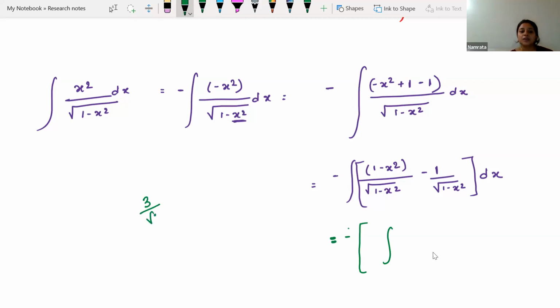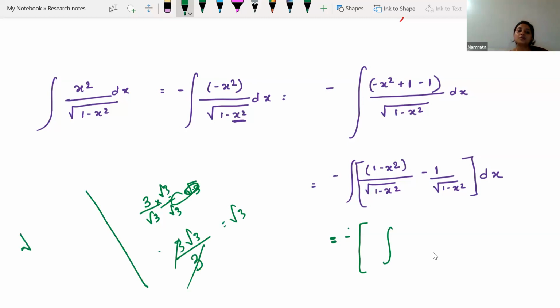Like if you are having 3 by root 3, can I write it as root 3 only? Yes, ma'am. 3 means what? If you know the concept of rationalization, root 3 can be multiplied over here and root 3 over here. This became 3 root 3 in the numerator and only 3 in the denominator. This 3 is gone and we got only root 3. Either by rationalization, or if you understand that 3 means root 3 into root 3, and by root 3 there, only root 3 is remaining.